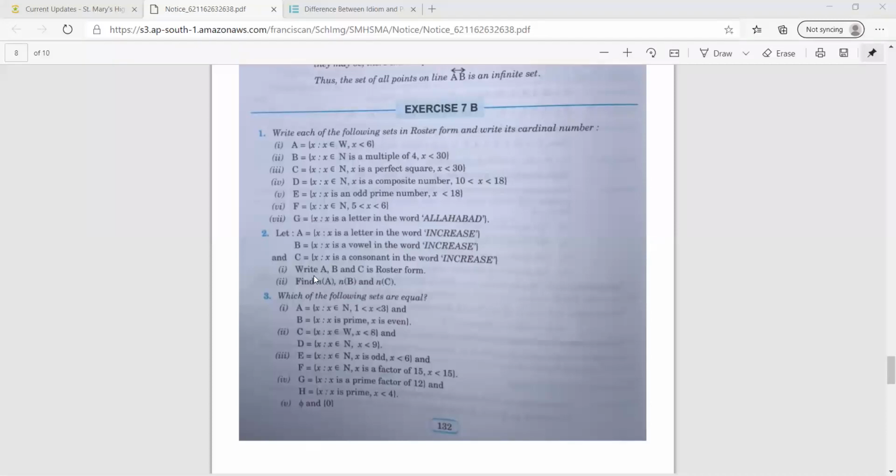Okay. Now what is asked? So first we have to list the elements of these sets. Write A, B, C in roster form. So we just did that. Then question number 2 is you have to find the cardinal number of A, cardinal number of B, and cardinal number of C. So you need to just count the number of elements in these sets and that will be the answer to your second question.